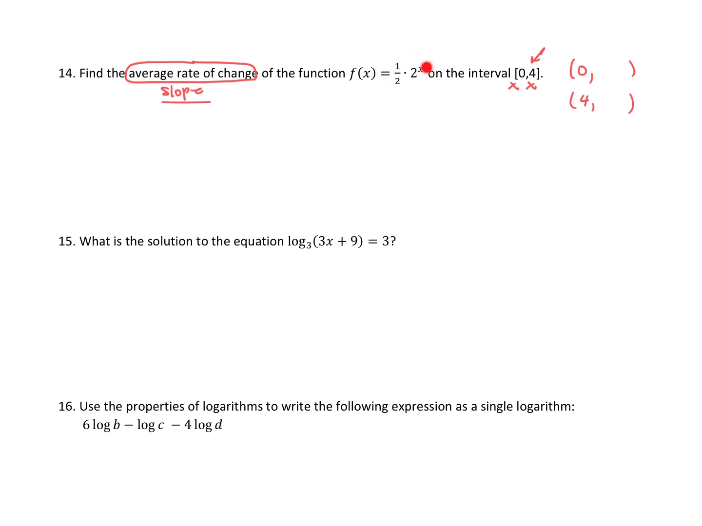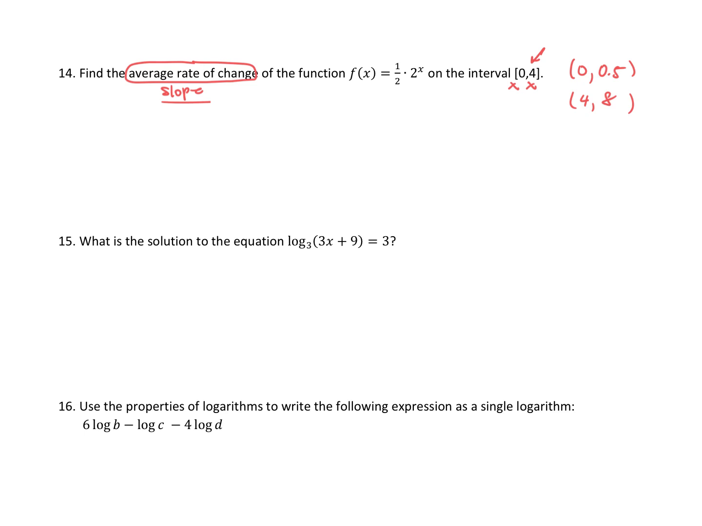Go to your y equals, type in your function, 1/2 times 2 to the x power, and then go to your table of values. You can scroll through your table of values and grab the points where x is a 0 and where x is a 4. When you do that, you're going to get a 0.5 with the 0 and then an 8 with the 4.